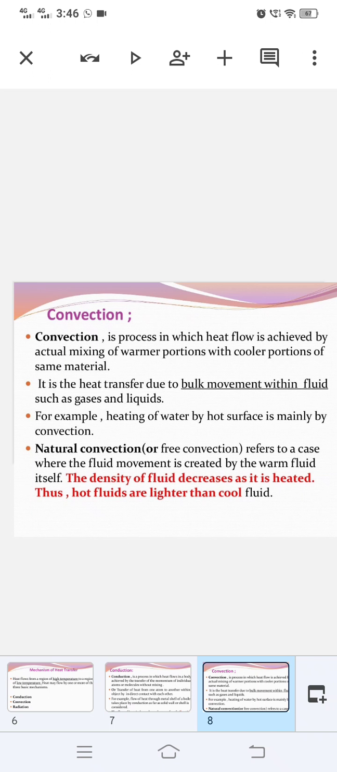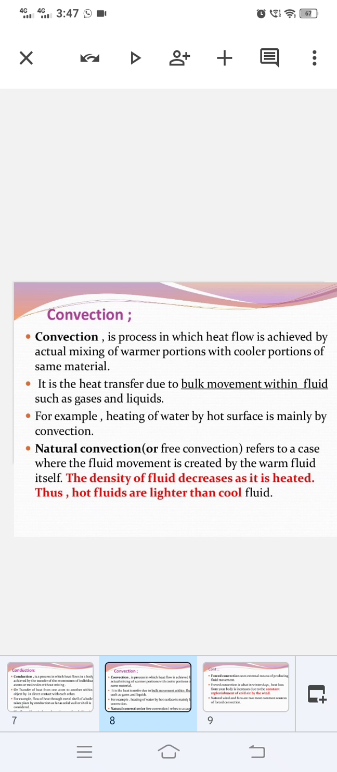Now, there is a term known as natural convection. What do you mean by natural convection? It is a case where the fluid movement is created by the warm fluid itself. The fluid which is warm will move towards the cooler portion of that fluid. The density of the fluid decreases as it is heated, and thus hot fluids are lighter than cool fluids. Natural convection is the fluid motion caused by the buoyancy forces that are induced by the density difference due to the variation of temperature.